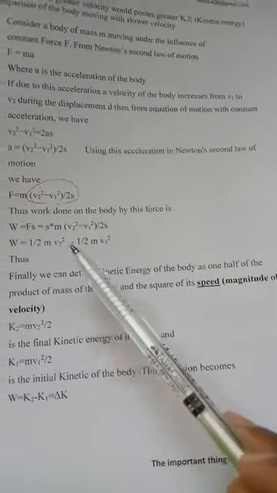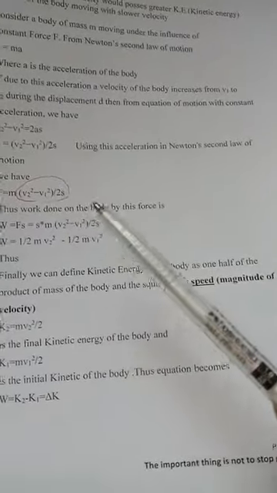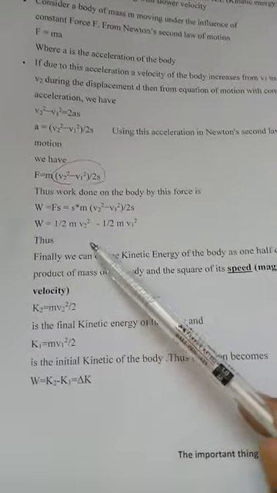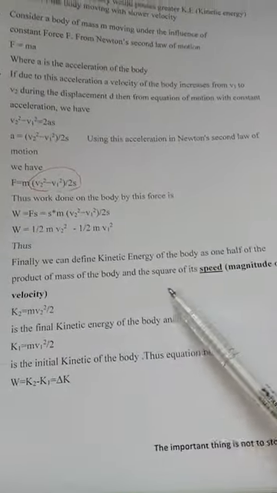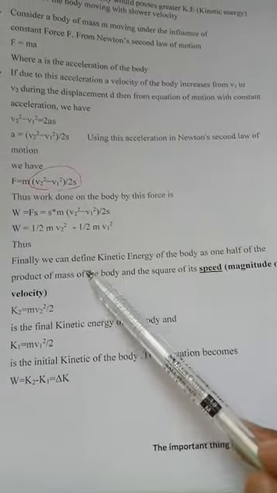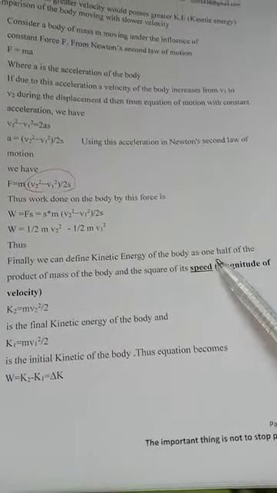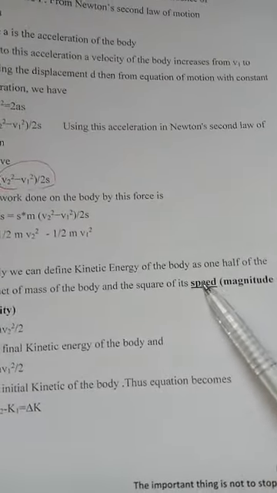That means the increase in energy of a body that is already moving, due to the application of some force, is the change in kinetic energy. Finally, we can define kinetic energy of a body as 1/2 of the product of the mass of the body and the square of its speed.